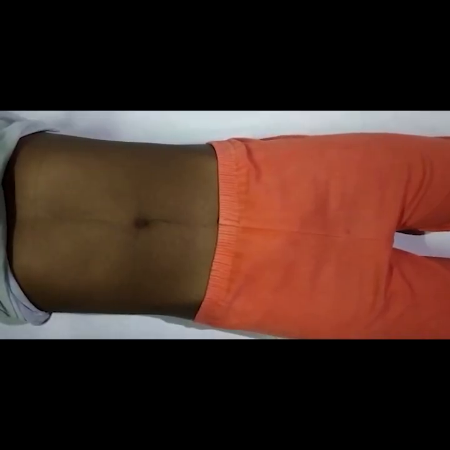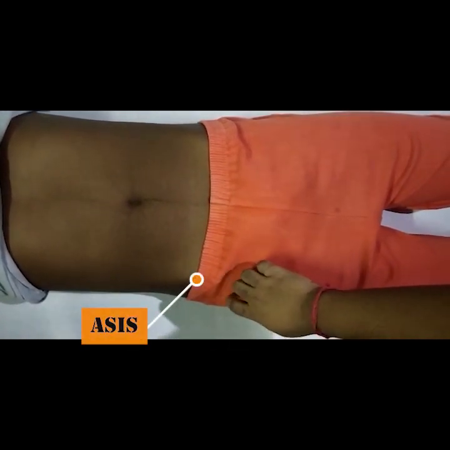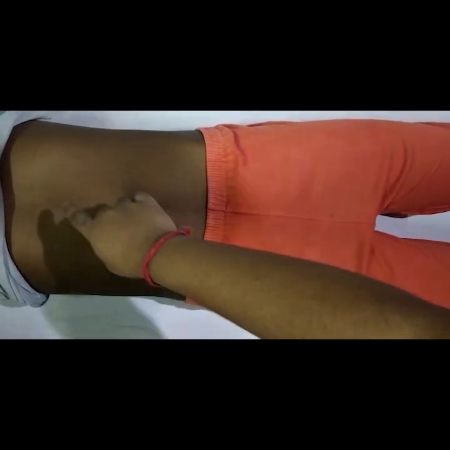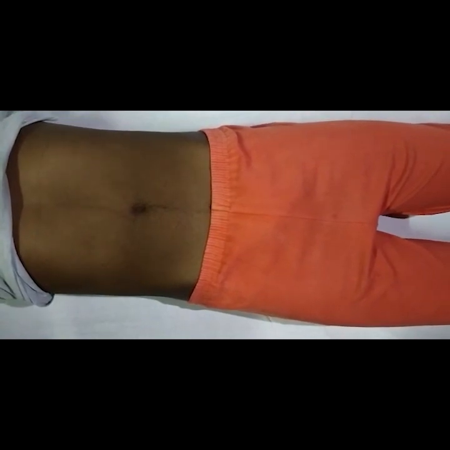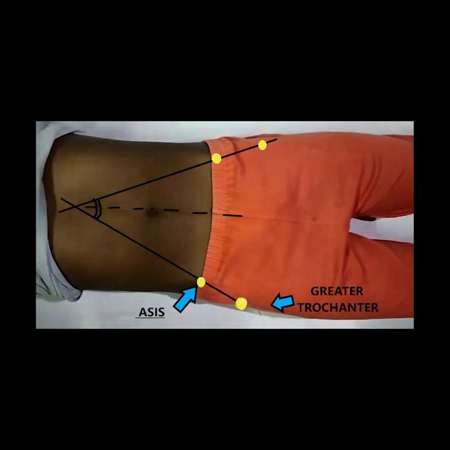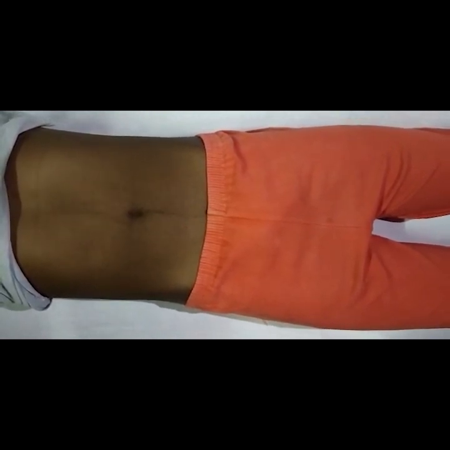With the patient lying supine, the line joining the tip of the greater trochanter and the ASIS is extended towards the umbilicus from both sides. Normally these lines meet in the midline above the umbilicus. If one femur is displaced upward, the lines meet away from the midline. If both are displaced upward, the lines will meet below the umbilicus.